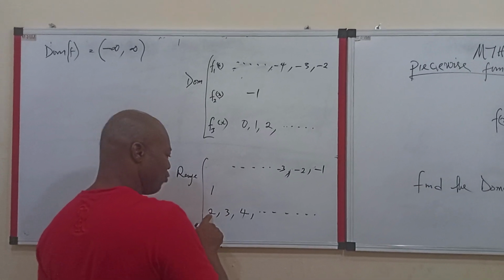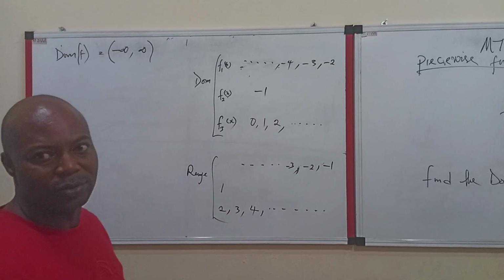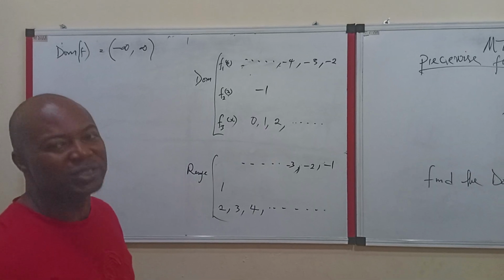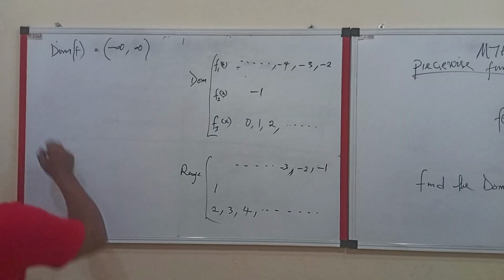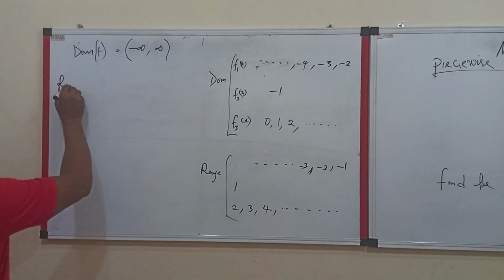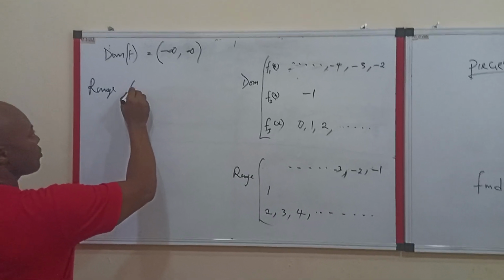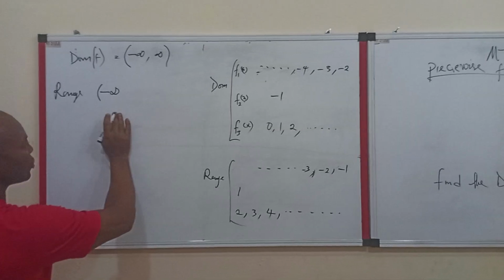Because this one they start with minus 1, and here from 2 up to positive infinity, but something there that they miss, and that thing is 0. So the range where that function gets 0 is not there, so we will remove 0. So how do we want to write it? See it. The range will be minus infinity, since 0 is not there.